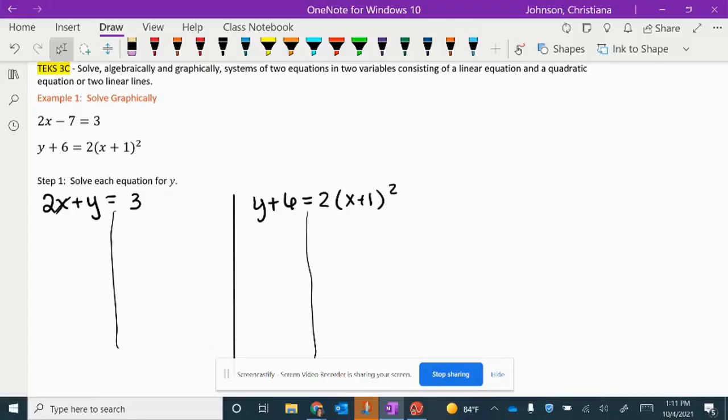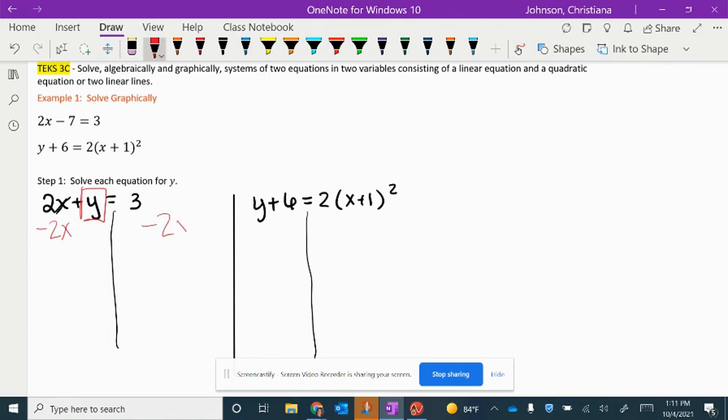Specifically a linear and a quadratic. The first step, if we're solving graphically, which is all we're going to be doing in this section, with quadratic and linear combinations, is we want to solve our equations for y. So we want to isolate our y and bring it down. Everything else needs to move across.